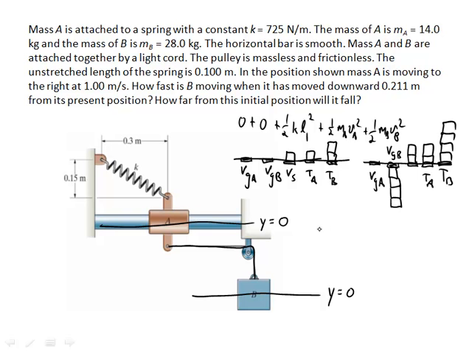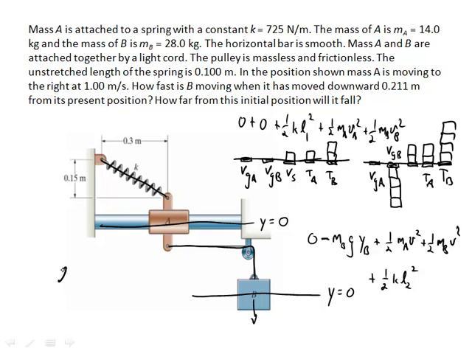And then later on, there's still no gravitational potential energy for a, minus the mass of b, g, times y of b, the minus sign's already taken into account the fact that it's fallen, plus 1/2 the mass of a, v of a squared, which I'm just going to label as v, plus 1/2 the mass of b, v squared. They're the same v, so no worries there, plus the spring potential energy, 1/2 k L2 squared. Now the length of the spring, I'm going to find that by using the Pythagorean theorem.